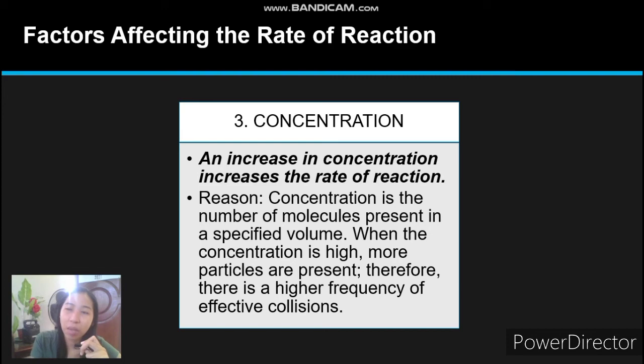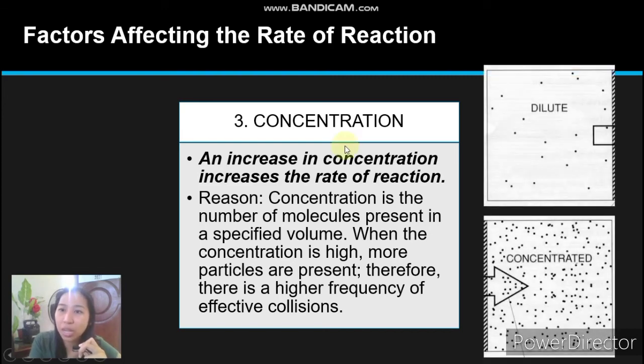I will give you an example nga picture para mas dali. Tanawa ning isa ka solution nga diluted, katong labnaw, lasaw. Di ba gamay lang ang particles? So kung gamay lang ang particles, mas gamay ang possibility nga magbangga siya with another particle, right? So mas baba ang chemical reaction.